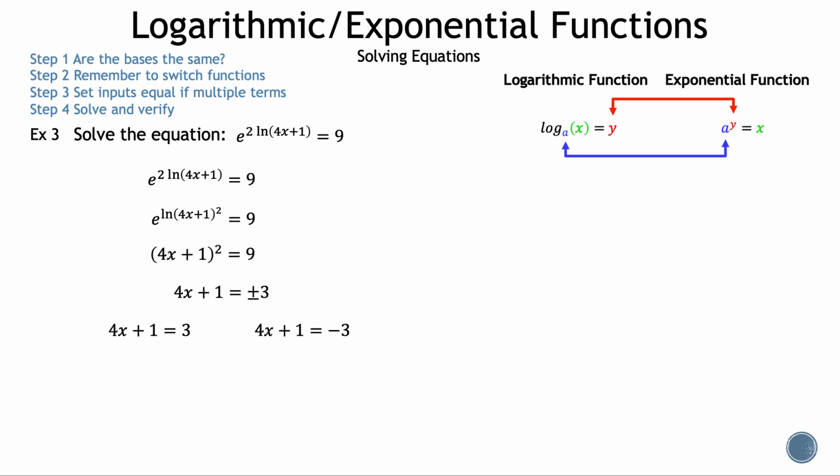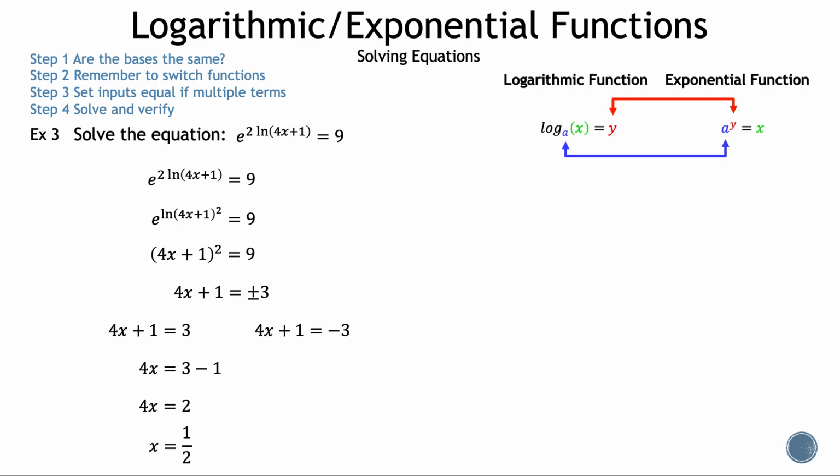Let's separate the one equation into two. So now we have 4x plus 1 is equal to 3 and 4x plus 1 is equal to negative 3. Let's start with 4x plus 1 is equal to 3. Let's subtract 1 on both sides, and 3 minus 1 is 2. So now we have 4x is equal to 2. Let's divide both sides by 4. So x is equal to 1 over 2, because 2 over 4 simplifies to 1 over 2.